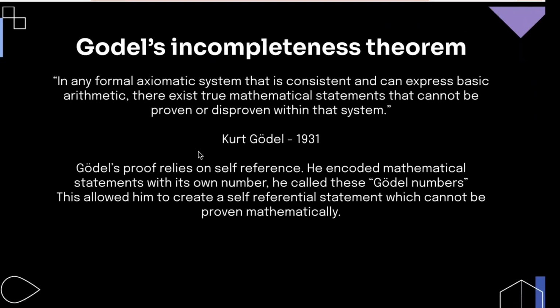So Gödel's incompleteness theorem. I'll quote this here. In a formal axiomatic system that is consistent and can express basic arithmetic, there exist true mathematical statements which cannot be proven or disproven within that system. Kurt Gödel, 1931. This happened at the age of 25, I believe.